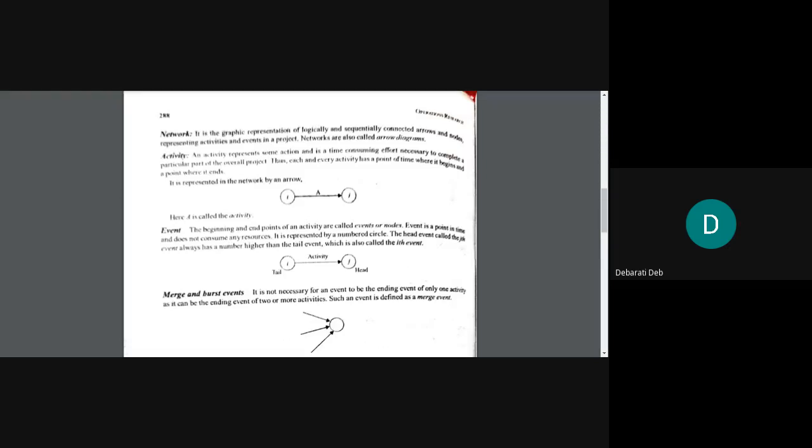All right. Quickly, let us move on to event. Otherwise, our explanation will remain incomplete. What is the event? The beginning and end points of an activity are called events or nodes. Okay, it is sometimes called nodes also. Event is a point in time and does not consume any resources. So the circles which you are seeing at the beginning and at the end of that arrow are nothing but the events, also known as nodes. Okay, so event is just a point in time.